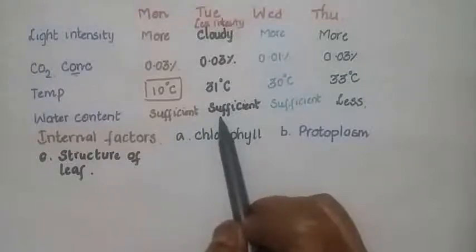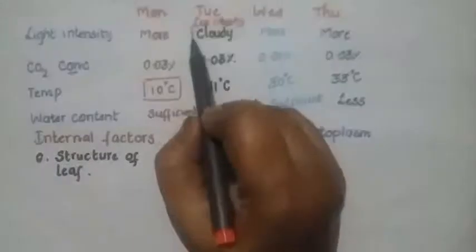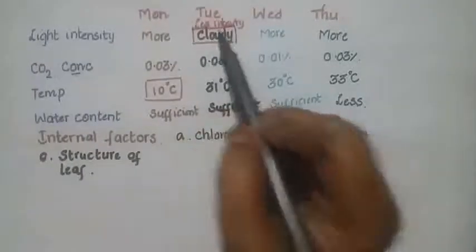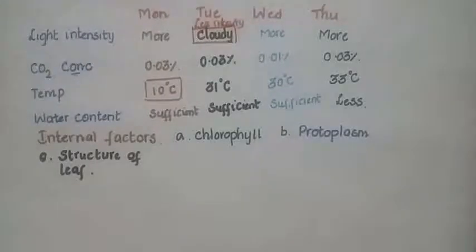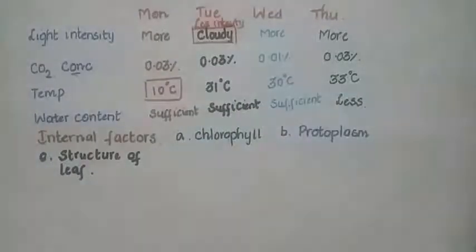Fine. But again, the rate of photosynthesis on the second day is also affected because there is no proper intensity of sunlight, because it is a cloudy day, which will affect the opening of stomata. So if there is no cloudy day, again you can say that the rate of photosynthesis increases even on Tuesday.